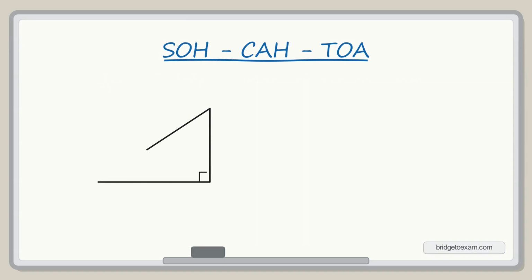Relative to theta, label the three sides. The side across from theta is the opposite. The side next to theta, along the base, is the adjacent. And the longest side across from the right angle is the hypotenuse.